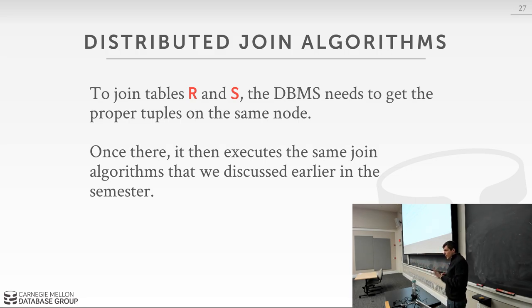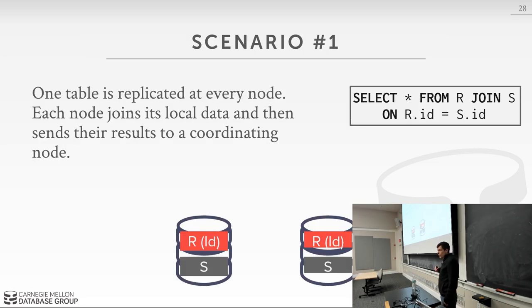So there are going to be four scenarios we have to take care of in a distributed environment. The first one is where one of the tables that we want to join is replicated at every single node. Think of this like when we talked about the star schema and the snowflake schema: the fact table is going to be huge. There are probably billions of items I've bought at Walmart since they ever started. That table is going to be massive, so it's going to be partitioned and stored separately on different nodes. But things like the dimension tables are going to be much smaller.